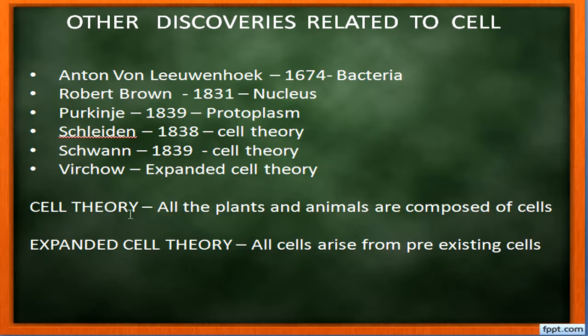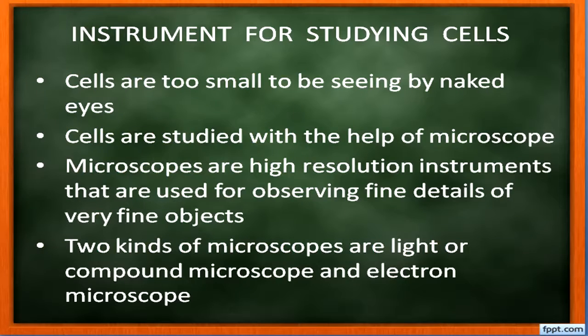Cell theory states that all the plants and animals are composed of cells. Whereas in the year 1855, Virchow expanded the cell theory, stating that all cells arise from pre-existing cells. If you take cells, they are very minute and they cannot be seen with our naked eyes. So, we need an instrument to view and study those cells. So, we use a microscope. Microscopes are high resolution instruments which are used to observe very fine minute specimens.